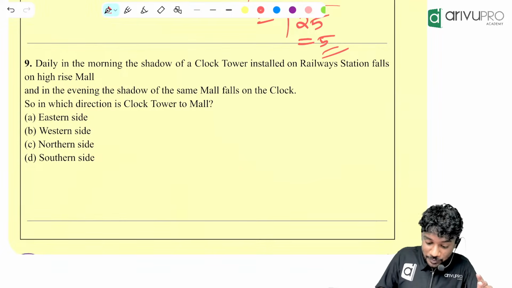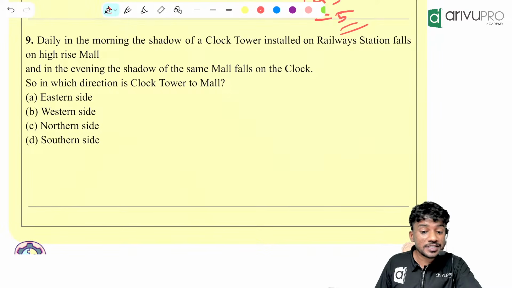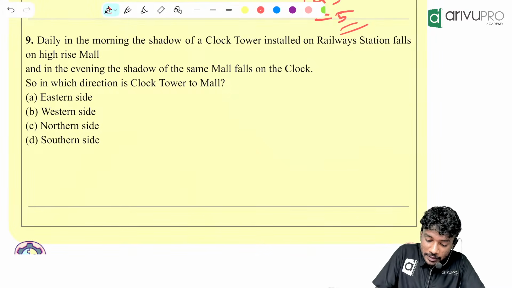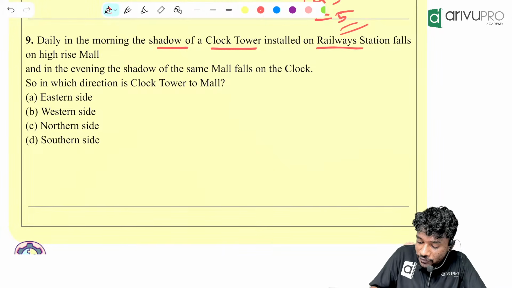pursuing students. Okay, now the ninth question is: daily in the morning, the shadow of a clock tower installed on a railway station.